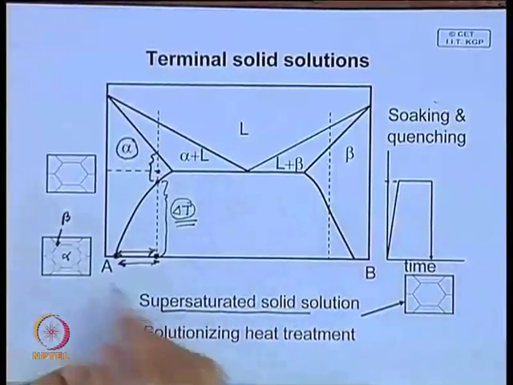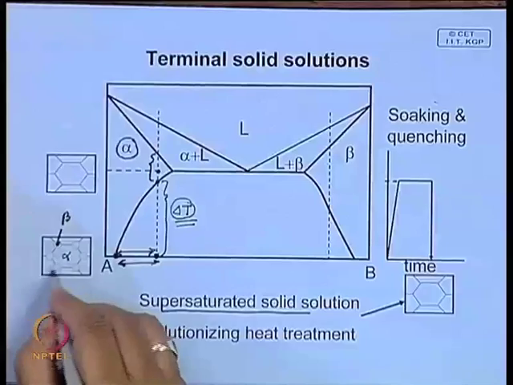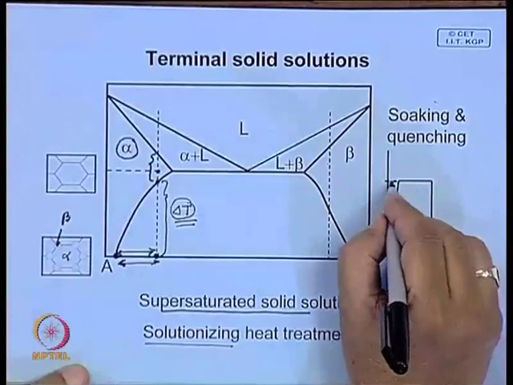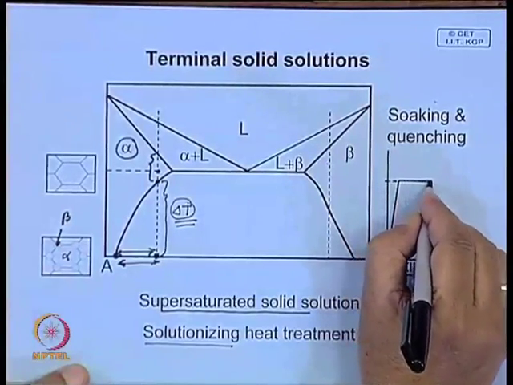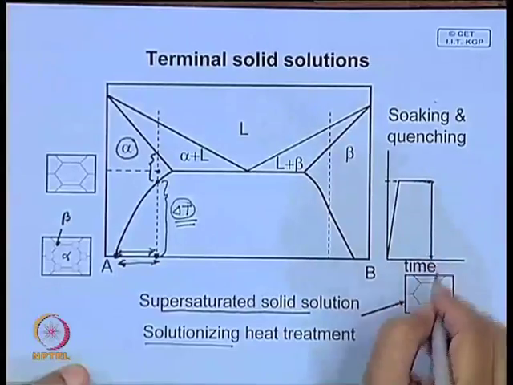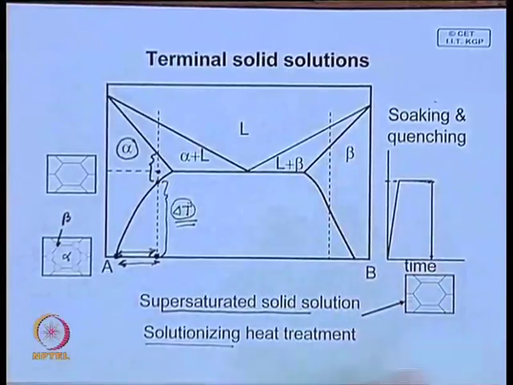Now, this process of forming a supersaturated solution is known as solutionizing heat treatment. Here you soak it, you give the solutionizing treatment and then you quench, and by this process it is possible to get an unstable solid solution. And now, what happens? We will see how we can control the process of precipitation.